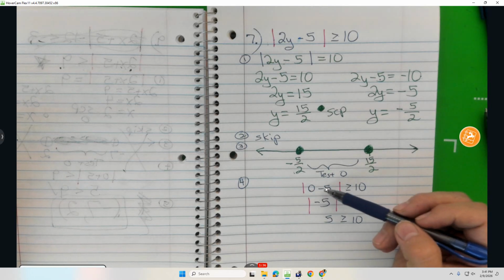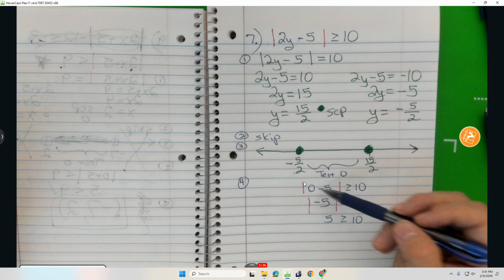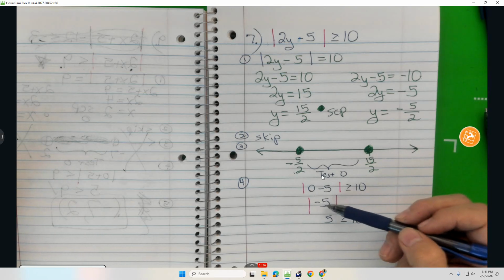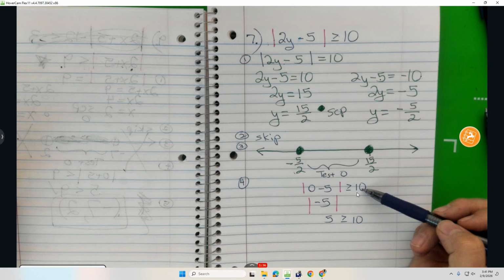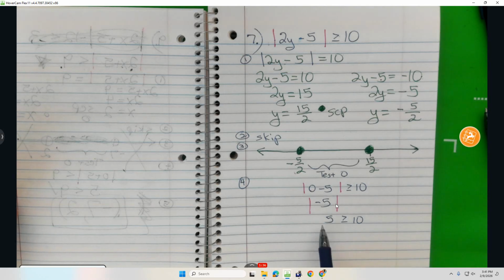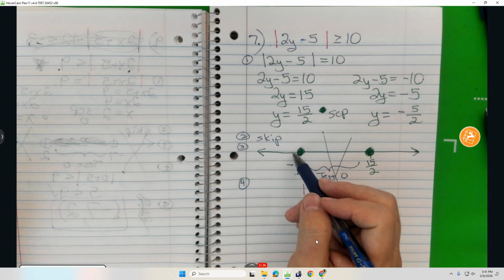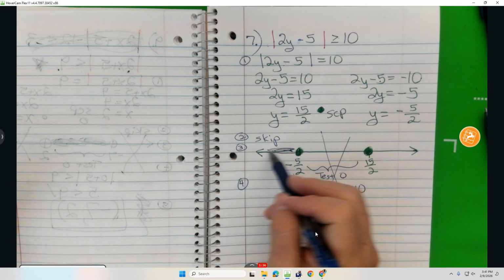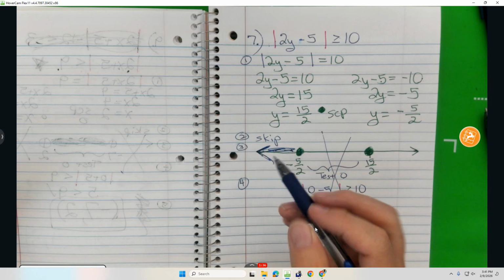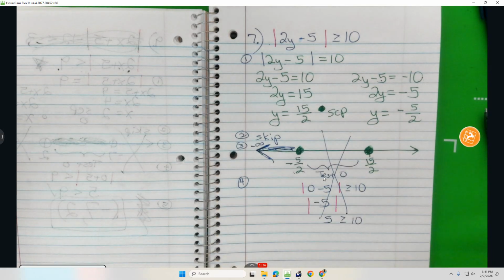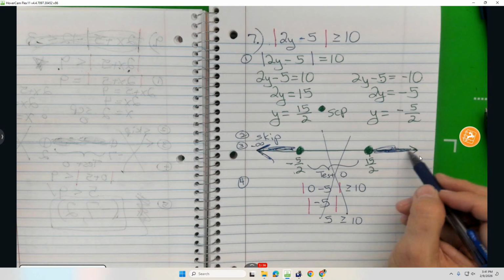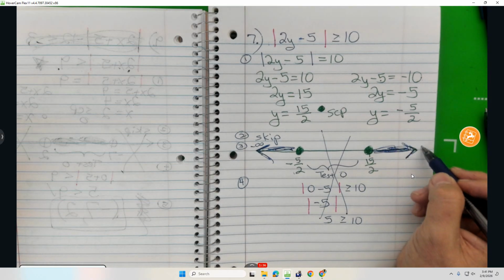Suppose we had wound up with a negative 15 in here. Negative 15 is bigger than 10, and people will say false. They forget to take the absolute value. Here it's a negative 5, and when you take the absolute value, it becomes a positive 5. In this case, it's still false. So we cross out this interval, and that means we have to shade the outer ones. Here we're going to have negative infinity in our answer, and over here, we shade, so we're going to have a positive infinity.